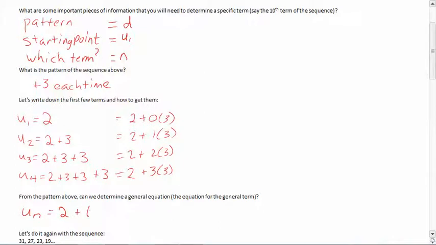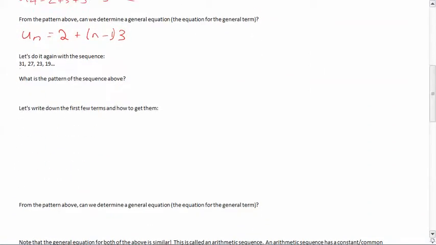Now this next number was the term minus 1, right? So that's going to be n minus 1. And then the last number is 3, which was d, the constant difference. Okay, so let's go ahead and try another one.